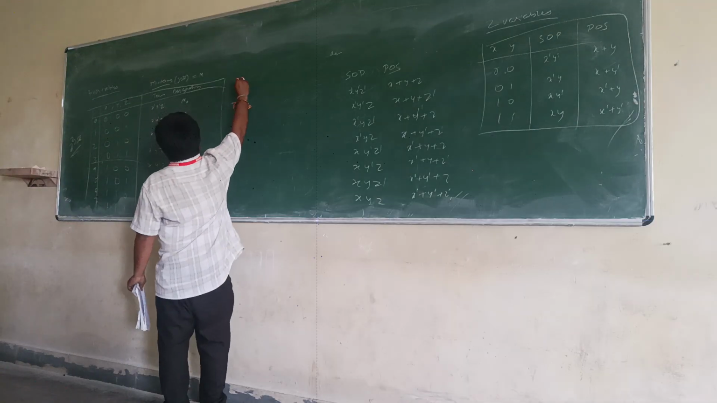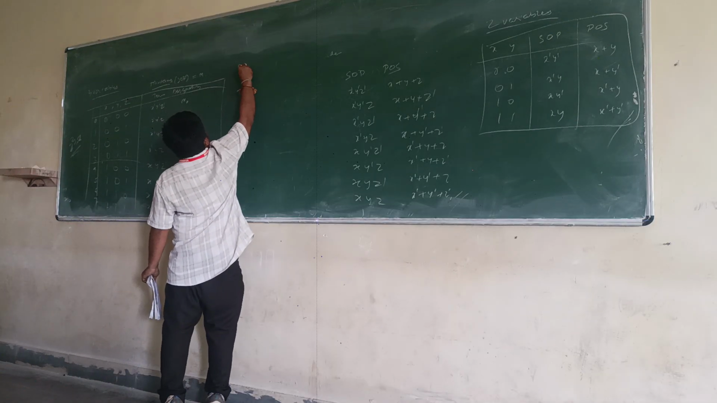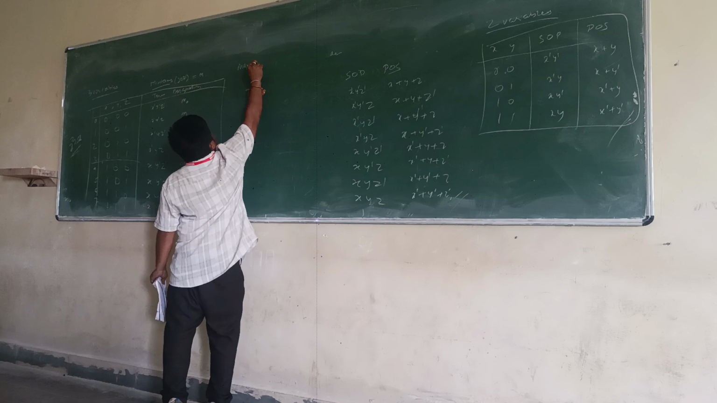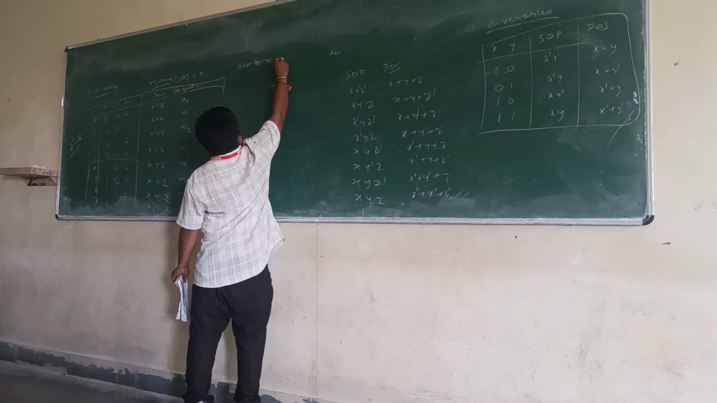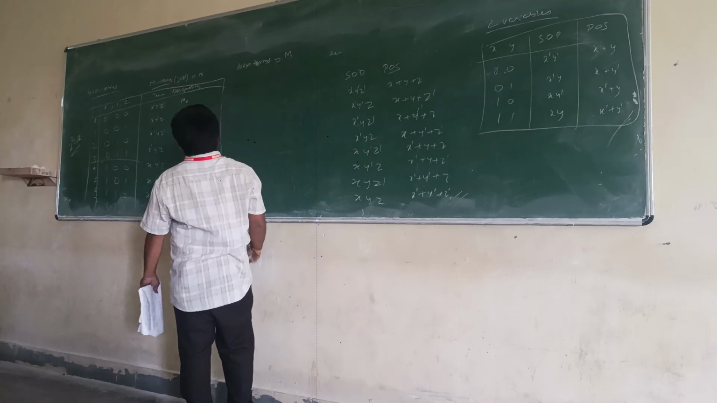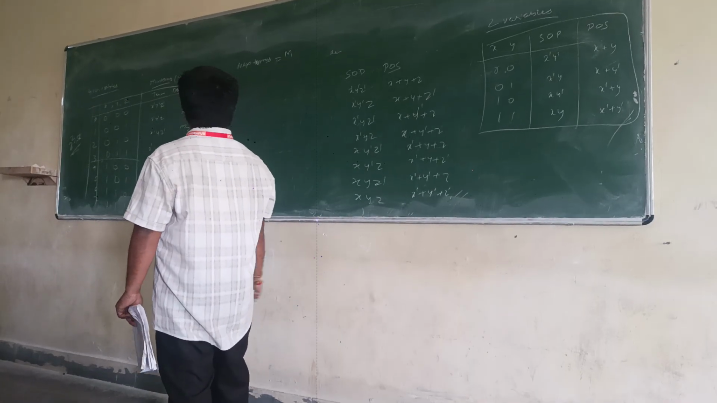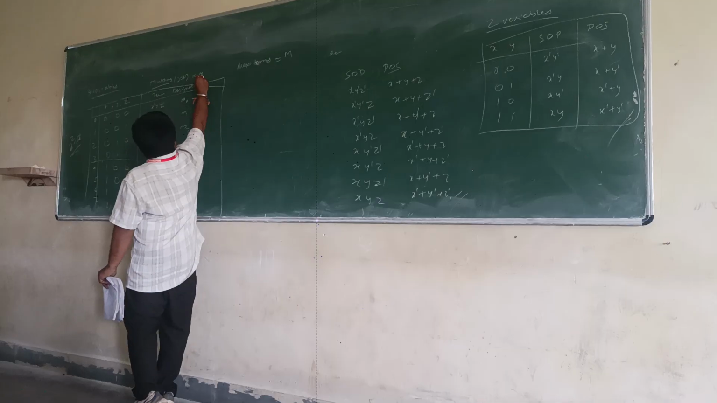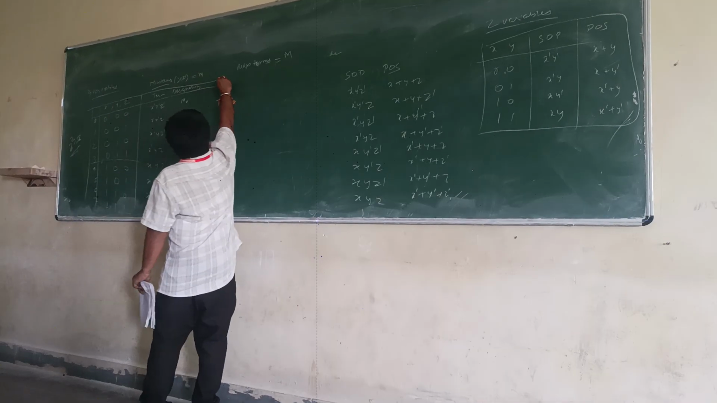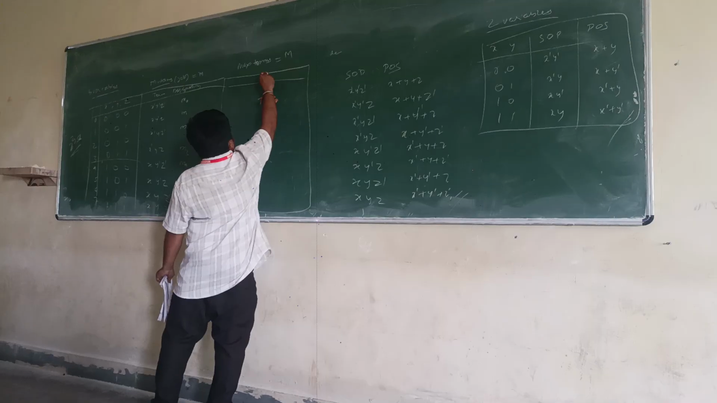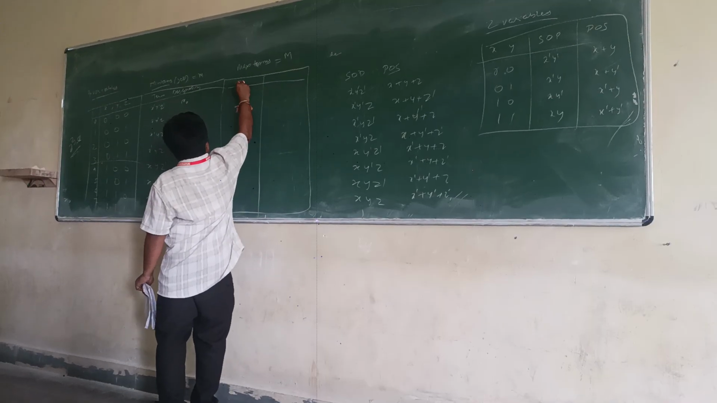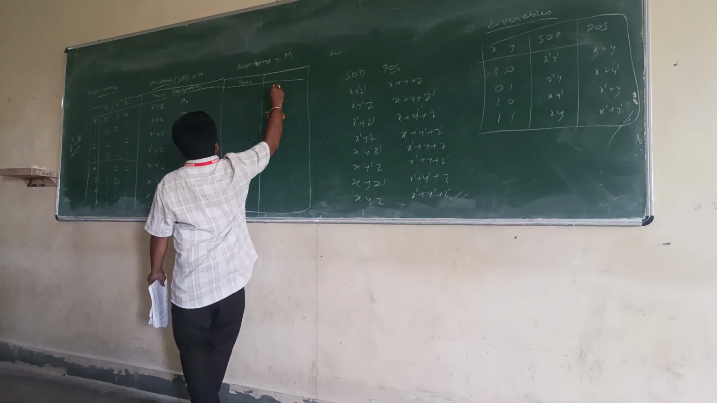Now it is considered as the max terms, that is the POS forms. These are given the name with capital M, whereas the min terms are the small letter m. Now, considering three variables, write the max terms with the designation.